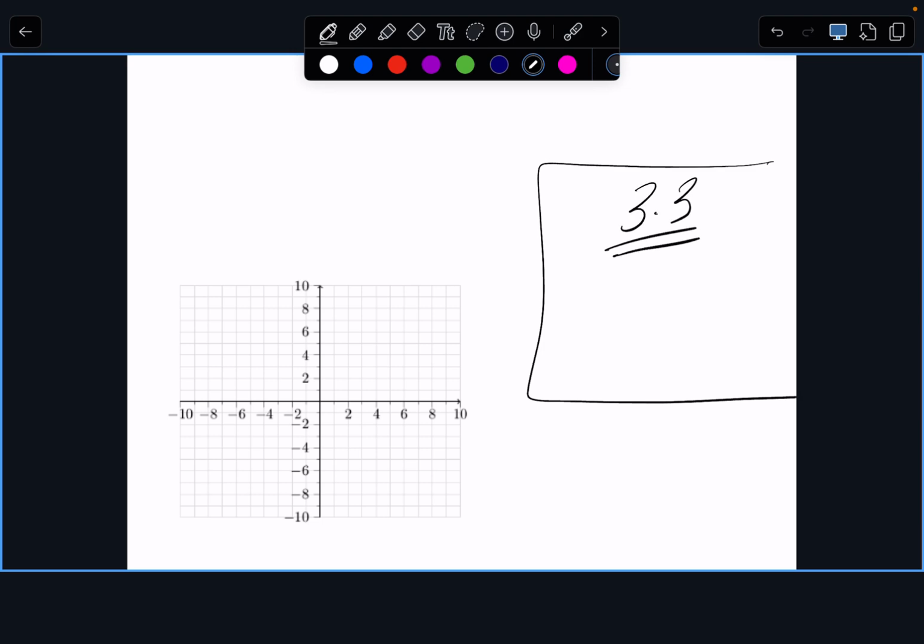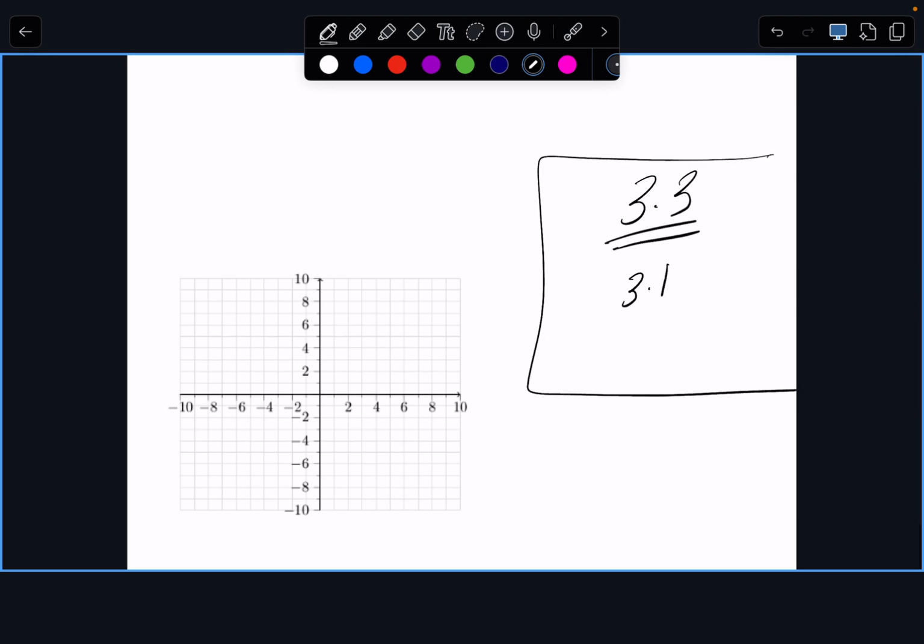So you're now doing 3.3's homework. And you should be getting help on any 3.1, 3.2 problems from last time that you didn't know how to do when you got home and did homework.